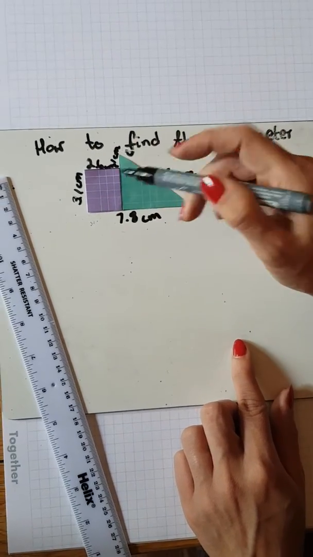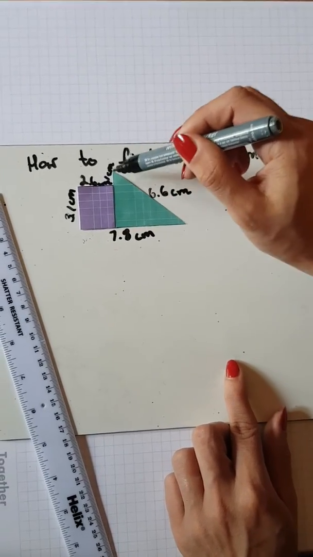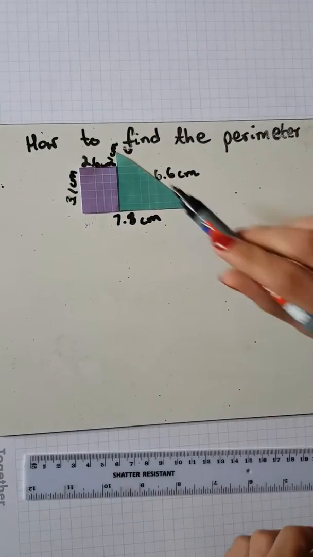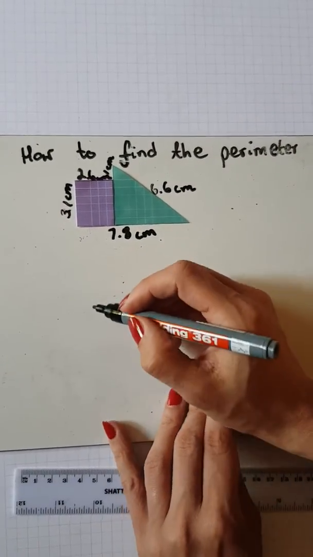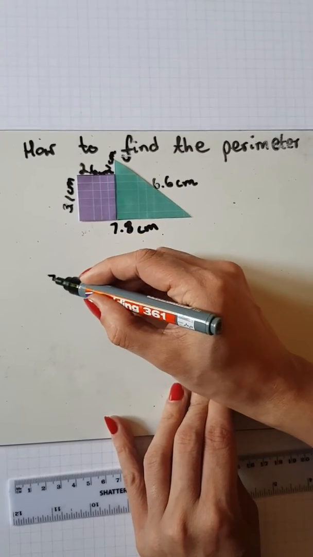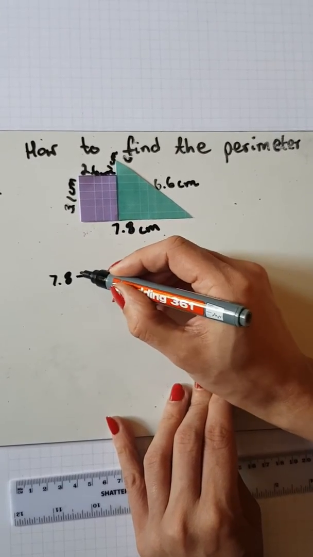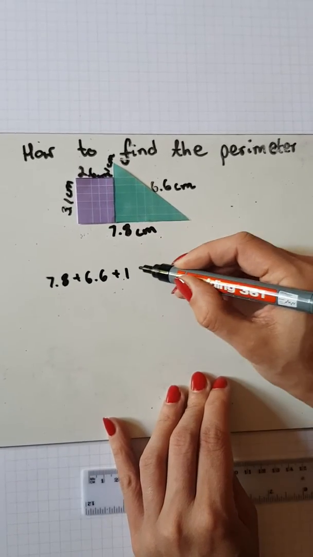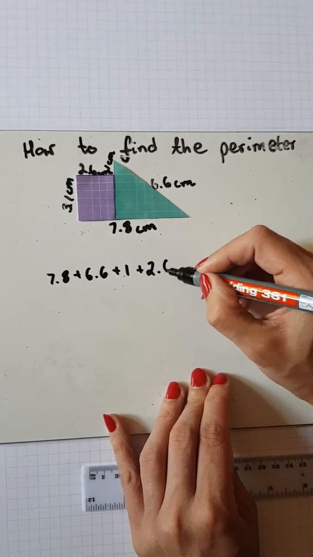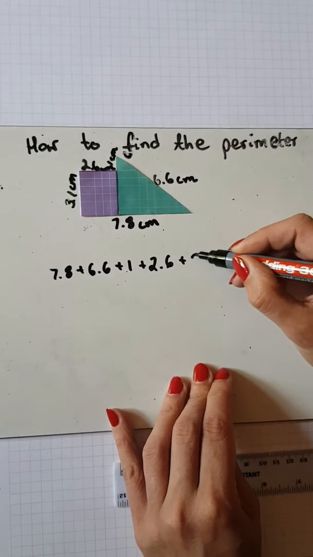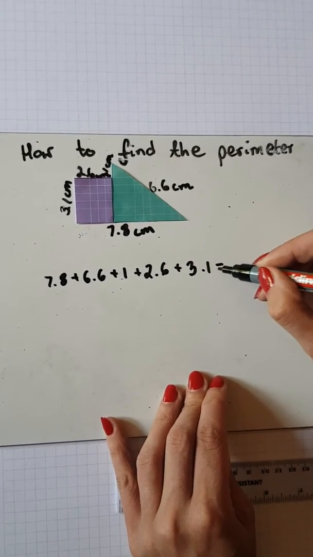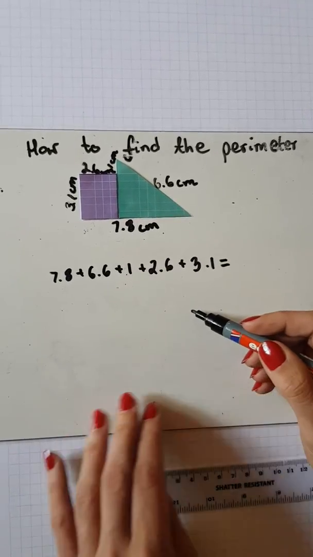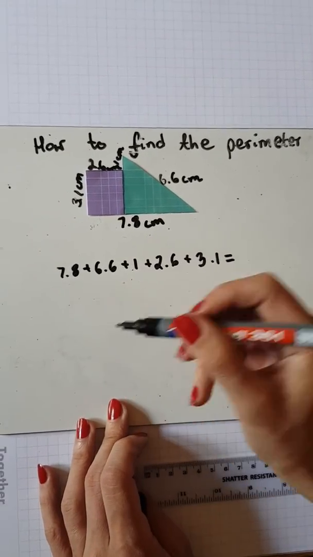So now I've got values of measure of each of the sides. I am going to add them together in order to find the perimeter of my figure. I'm going to start with 7.8, add 6.6, add 1, add 2.6, add 3.1. Going to do a calculation at a time so I don't get confused with my numbers.